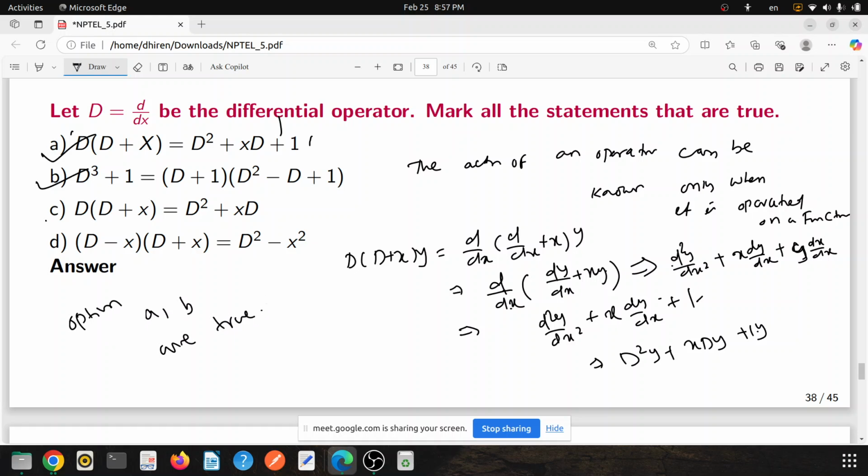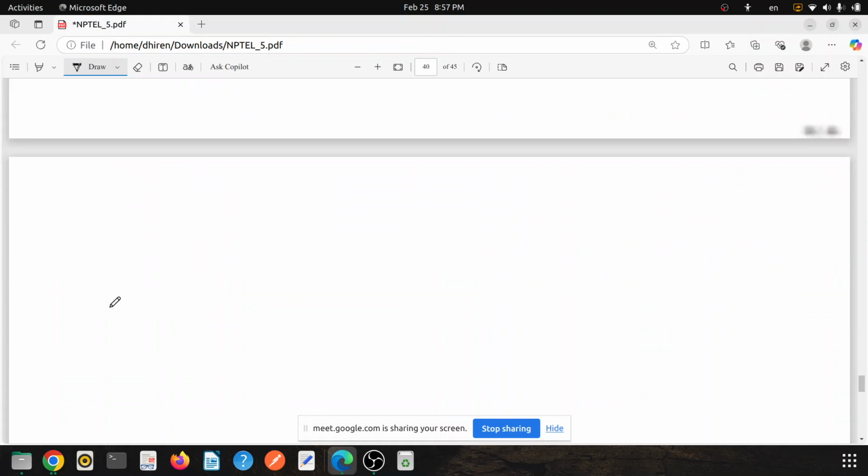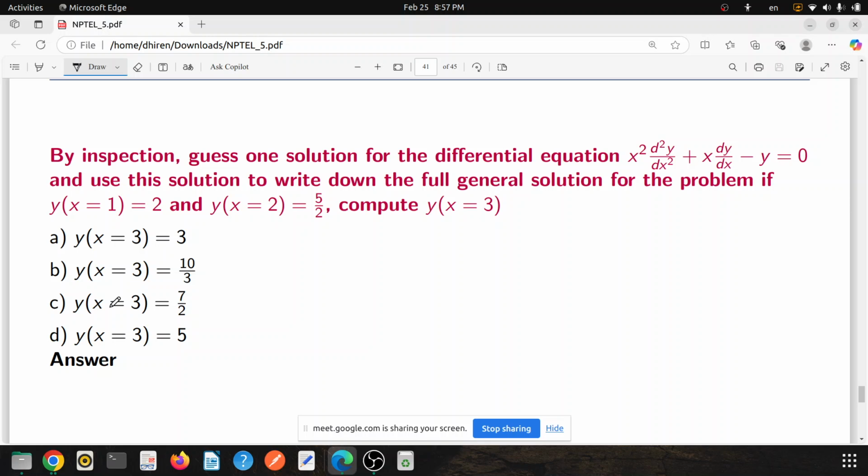So coming to the next problem, the last problem. Here it's given: by inspection, guess one solution for the differential equation x square d square y by dx square plus x dy by dx minus y equal to 0. As you know, there is not an exact solution for this kind of differential equation, because these are differential equations not having constant coefficients. We know the solution for constant coefficients. The boundary conditions are given: y at x equal to 1 is 2, and y at x equal to 2 is pi by 3. We have to compute y at x equal to 3.